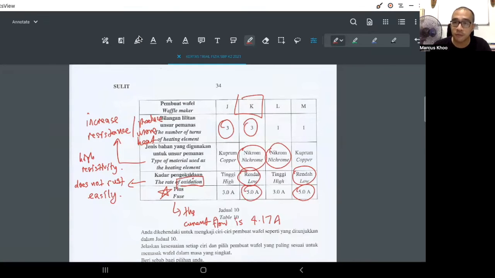What is the purpose of the fuse? The purpose of the fuse is kalau terlampau banyak arus mengalir, it will putuskan the litar, which is why it protects. The fuse is the one that actually protects the waffle maker or the fridge or your TV.